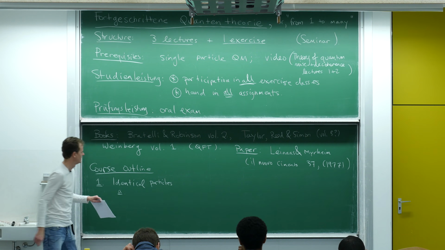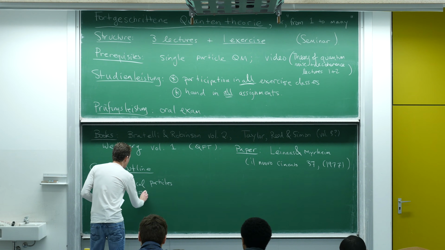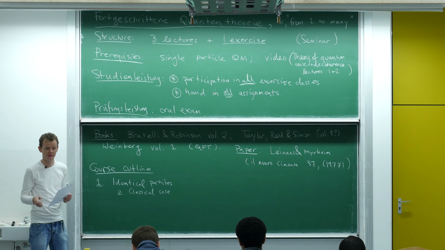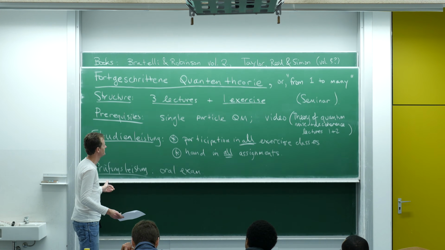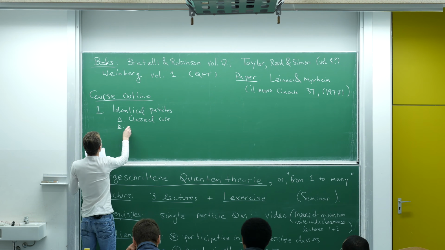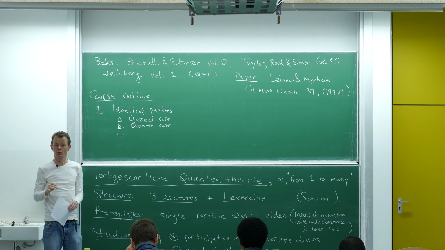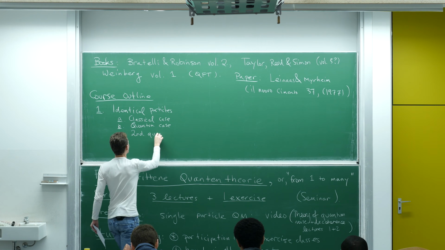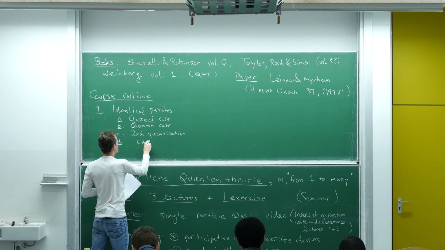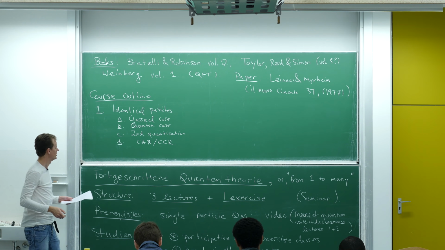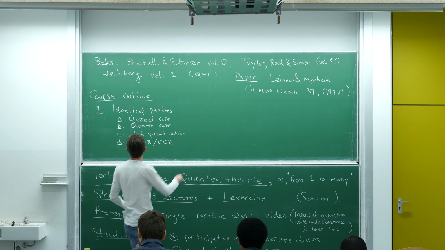This will take maybe a third of the course. We will go into this in some detail. First, we'll study the classical case. And then we'll study the quantum case. Then we'll cover second quantization. And finally move on to the canonical anti-commutation relations and the canonical commutation relations. So that'll be the first major portion of our course, focused on identical particles.